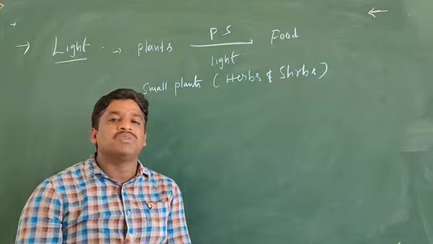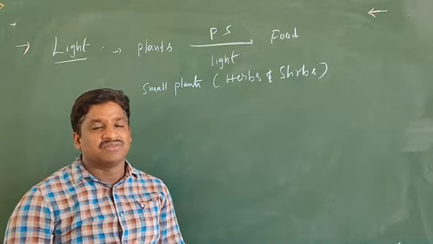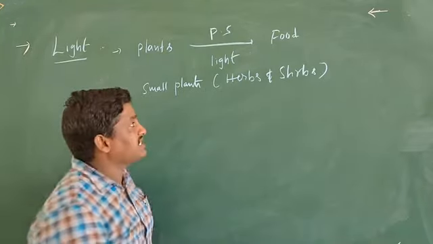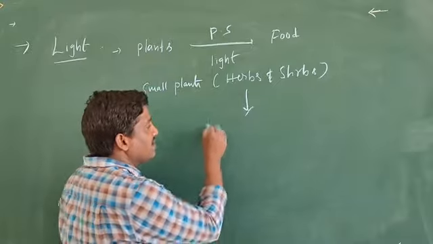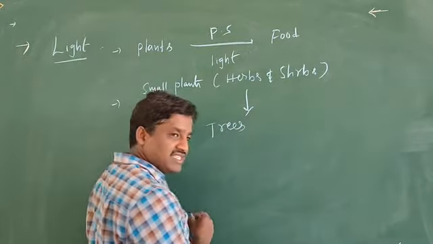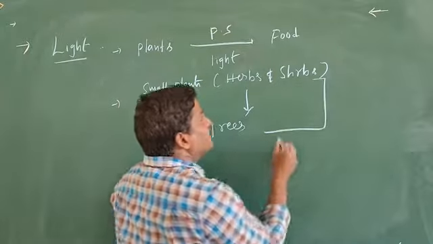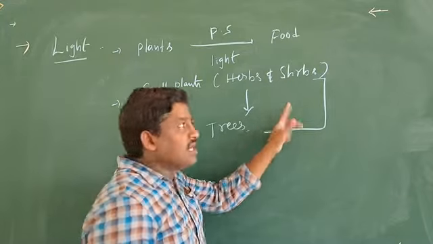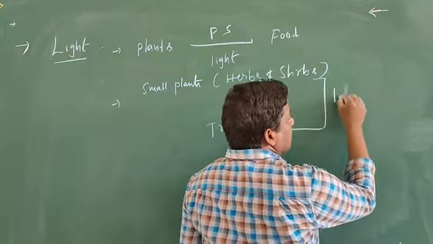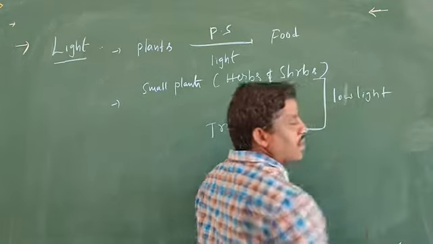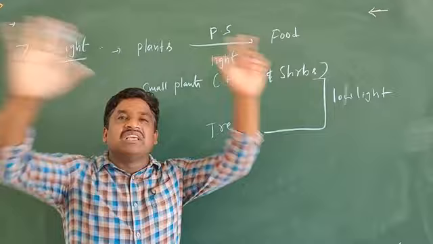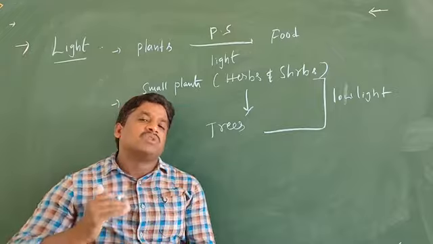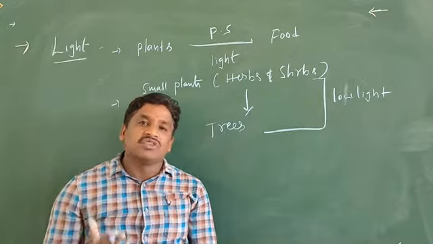So how do these herbs and shrubs perform photosynthesis? It is possible only in low light conditions. These herbs and shrubs live under the large canopies of trees, so they are adapted to photosynthesis in low light conditions only. Why? Because a large canopy is a very big tree, and under this bigger tree these herbs and shrubs are present.